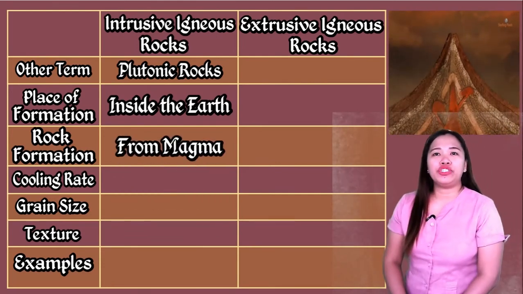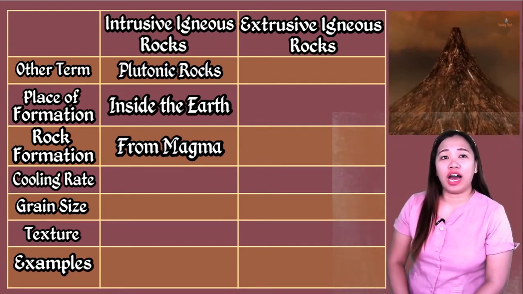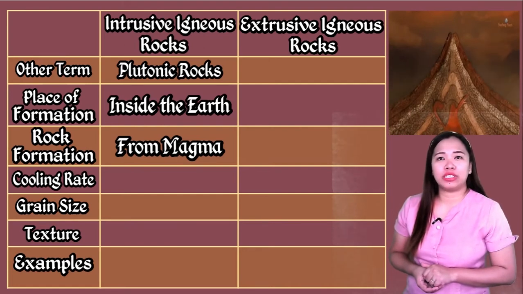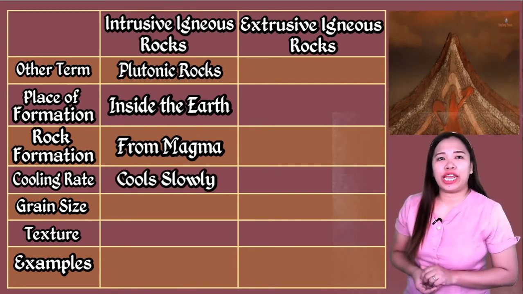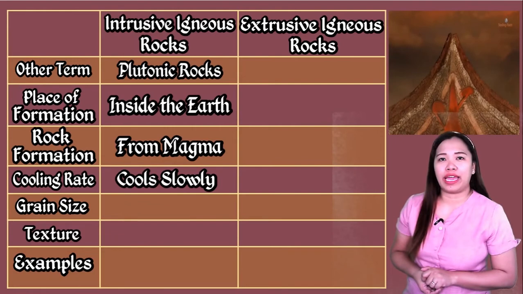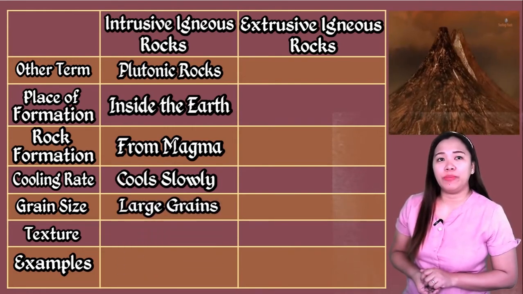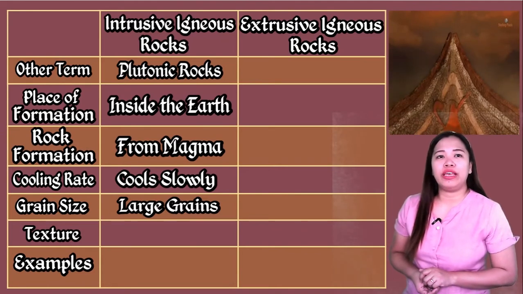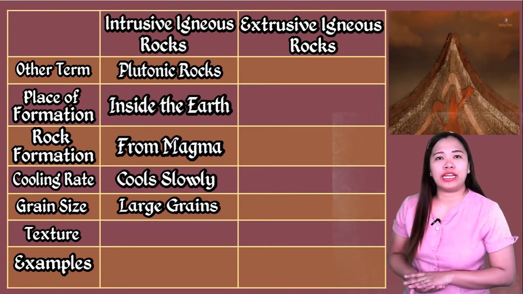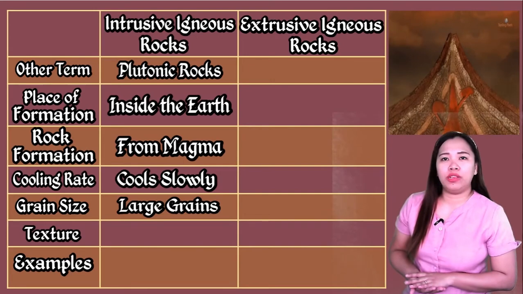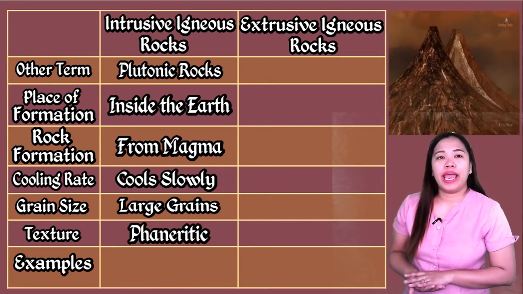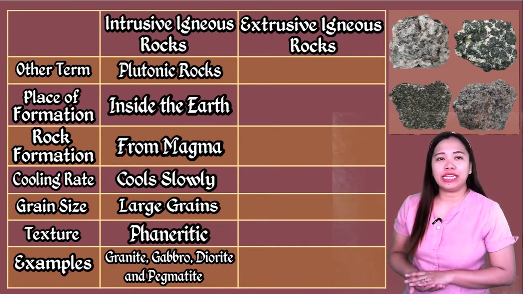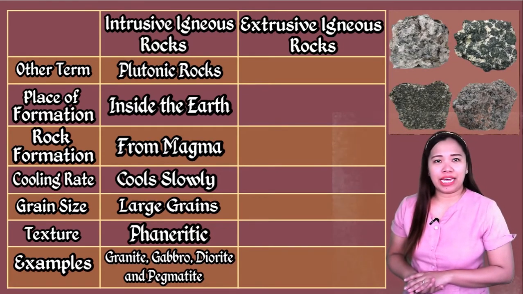Since the temperature at this location is hotter than above the Earth's surface, cooling happens slowly. This gradual rate of solidification allows time for large crystals visible enough to our naked eye to form, thereby giving intrusive igneous rock a coarse-grained texture, scientifically called phaneritic texture. Examples of rocks under this classification are granite, gabbro, pegmatite, and diorite.